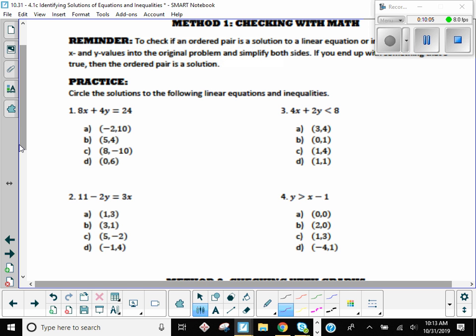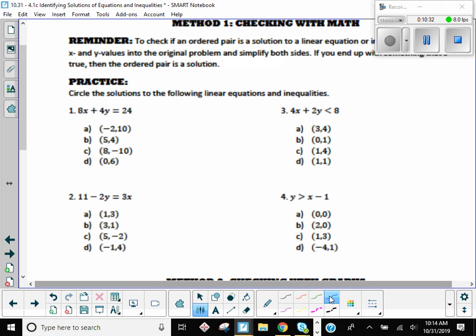Now, these look like what the answer is, A, B, C, or D, but it's actually four options, and you're checking every single option to see if it works. So on number one, I'm going to do A for one and A for three and then give you a minute to do the rest on your own. And this is the kind of work I need from you. If this was a quiz or test, I don't need to see all the math. I want to see at least the step where you plug in your X and Y.